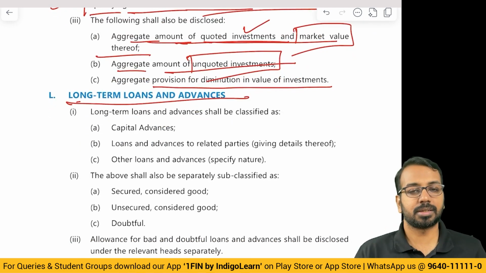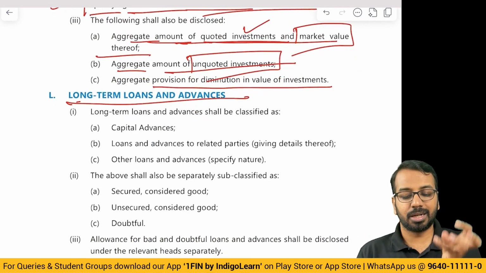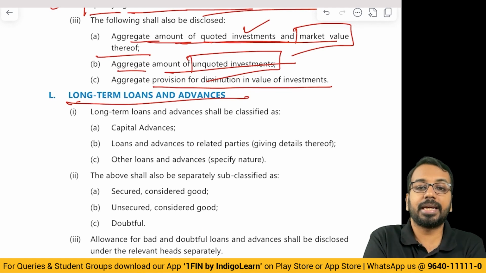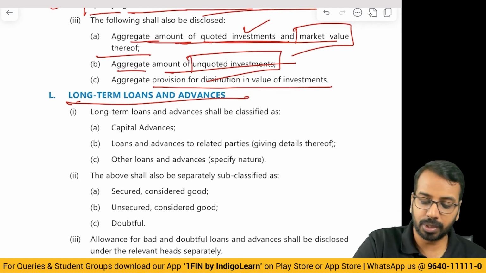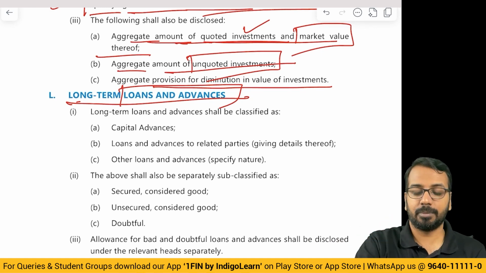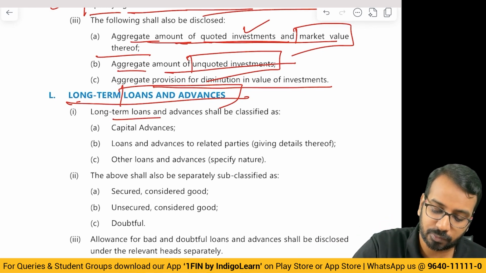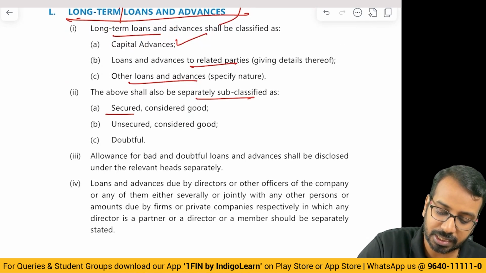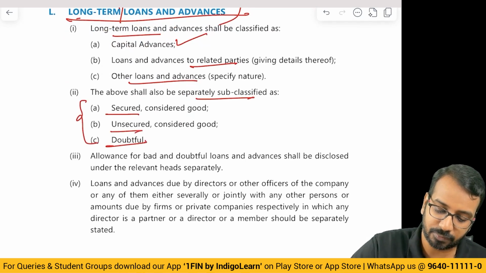Long-term loans and advances. Sometimes students get confused whether loans and advances should be taken as a liability or an asset. Whatever it is, if it is loans and advances, it is assumed it has been made by the company. So advances given for capital, for related parties, other loans and advances. Then classify as secured, unsecured, doubtful; a separate classification is needed.